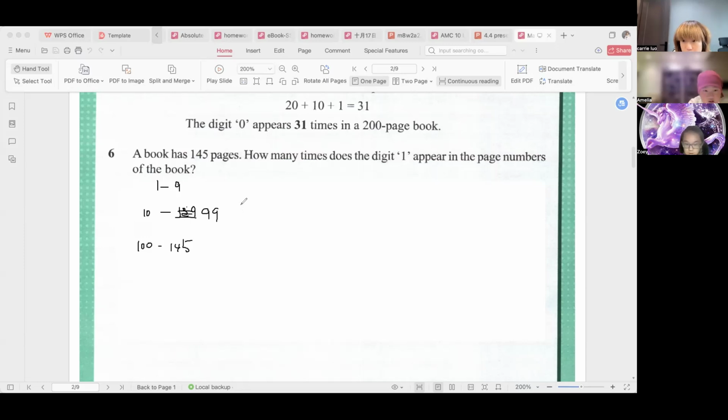Okay, so Amelia, don't be too rushed, okay? I agree with you. 1 to 9, there's only one 1 there, but 10 to 99, I highly doubt it. You're right. Think about it. You're not only thinking about the tens digit, you're thinking about the ones digit as well.